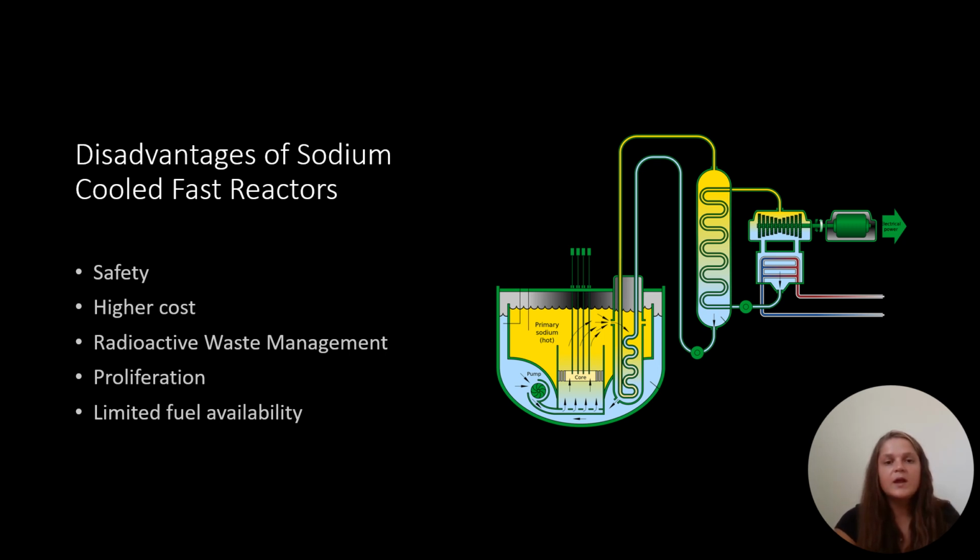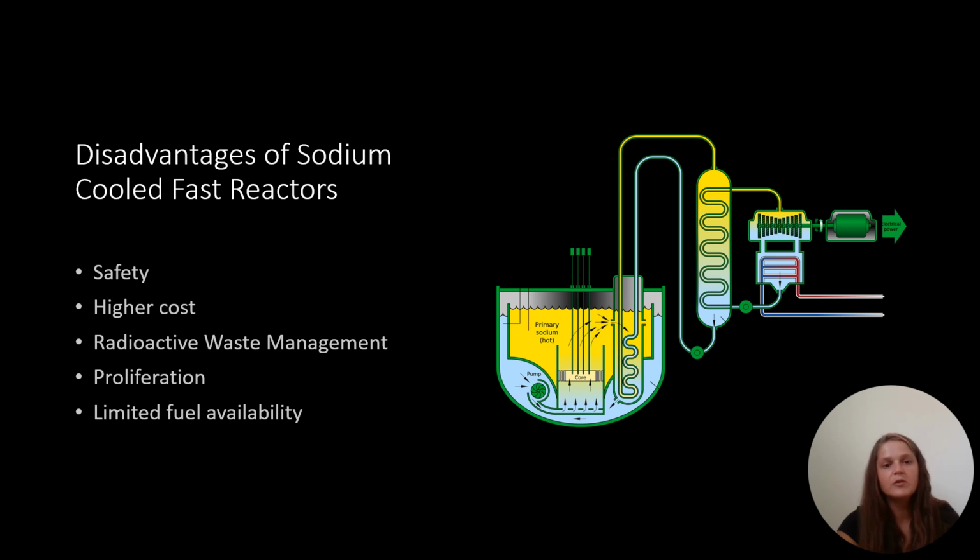The radioactive waste generated by sodium-cooled fast reactors does still require careful management and disposal because of those radioactive isotopes. These include plutonium that remain hazardous for thousands of years, so they do have to be buried and taken care of that way.